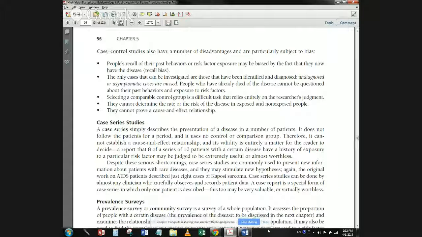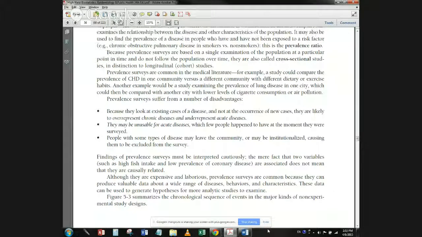Prevalence surveys. A prevalence survey or community survey is a survey of a whole population. It assesses the proportion of people with a certain disease, the prevalence of the disease, to be discussed in the next chapter. So prevalence surveys assess the proportion of people with a certain disease and examine the relationship between the disease and other characteristics of the population.